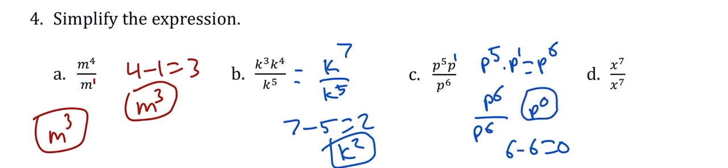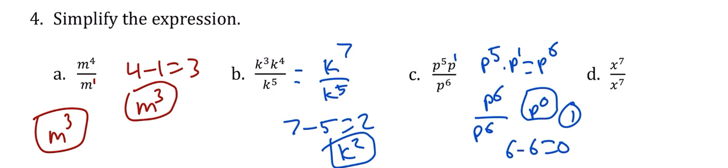Although we can write it like that, really when we have p to the 0, we have to recognize that anything raised to the 0 power is just 1. So we don't know what the value of p is, but it doesn't matter because when we raise it to the 0 power, it's just going to be equal to 1. So our final answer is 1.